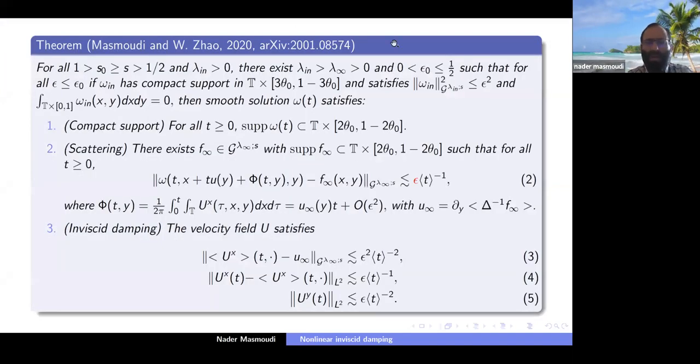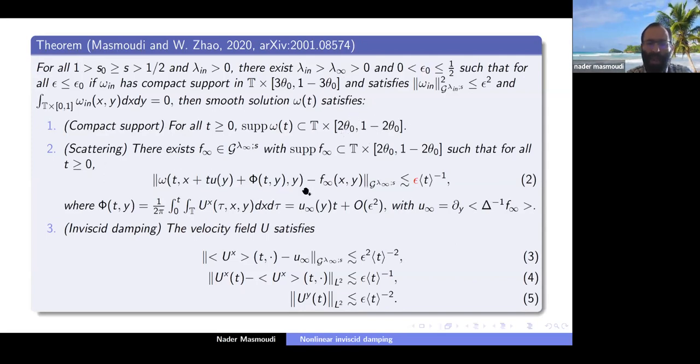Okay, now this is the result with Veyran. More or less, the result has the same conclusion as in my paper with Jacob, meaning that we start with an initial perturbation which is compactly supported away from the boundary. So you have to stay slightly away from the boundary initially. Then you prove that as time goes on, you also stay away from the boundary.